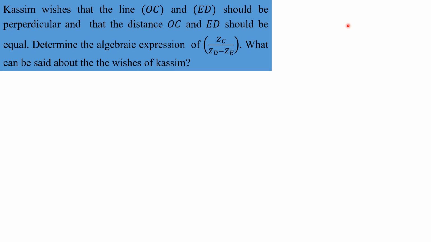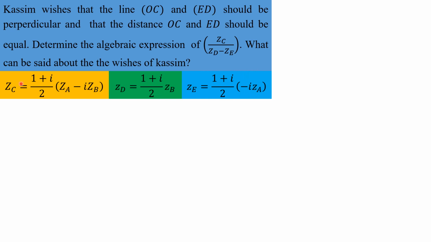Alright, so the last part of problem 1 says Kasim wishes that the lines OC and ED should be perpendicular and the distances OC and ED should be equal. Determine the algebraic expression of ZC divided by ZD minus ZE. What can be said about the wishes of Kasim? So first of all, we are going to determine the algebraic expression of this, and then we use that notion to see what we can say about the wishes of Kasim.